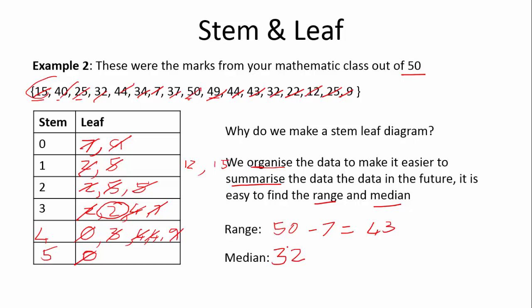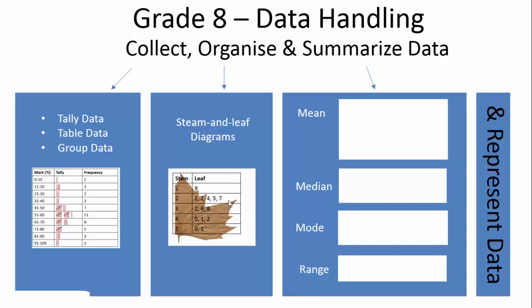And you're going to see why it makes it so much easier in the future. You don't need to worry about calculating the median and the range now. These we're going to do in the future. But just know that this is why we want to make stem and leaf diagrams. Well done. We can now add a stem and leaf diagram into this box here. And remember, that is organizing data. Now we're going to get into summarizing data and what that all means.